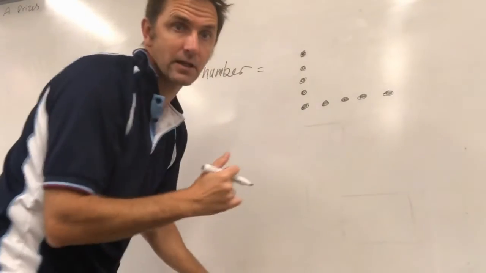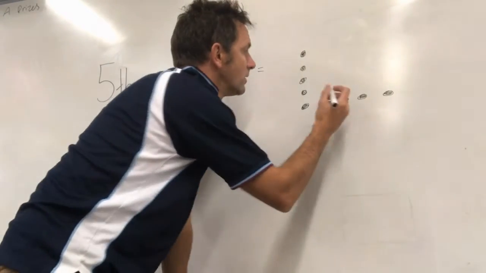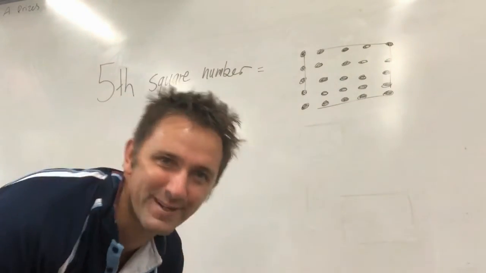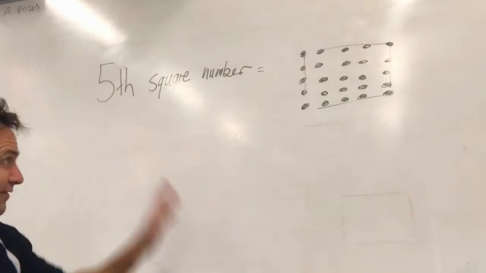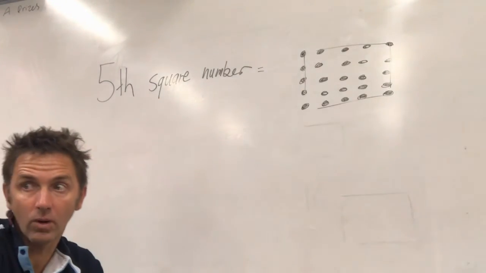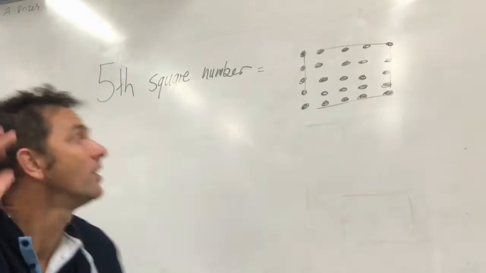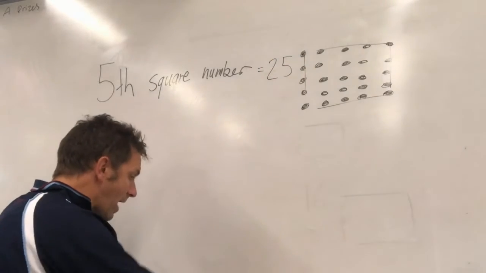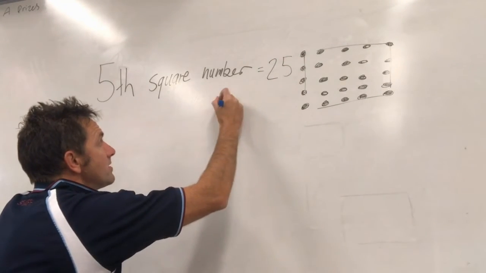Are we all doing this? Eleni? Yes. Good. It's a good square. It's not perfect, but it's good enough. The fifth square number equals 25. Which is, by the way, 5 times 5.